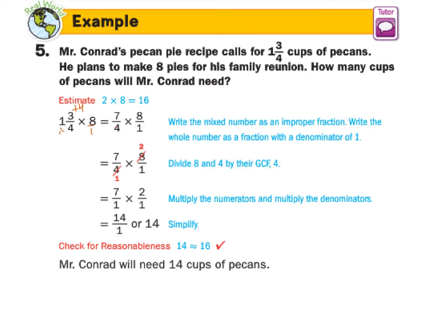So now we're going to be at 7 over 1 times 2 over 1, or 7 times 2 is 14, and 1 times 1 is 1. So 14 firsts is the same thing as 14. So he'll need about 14 cups of pecans.